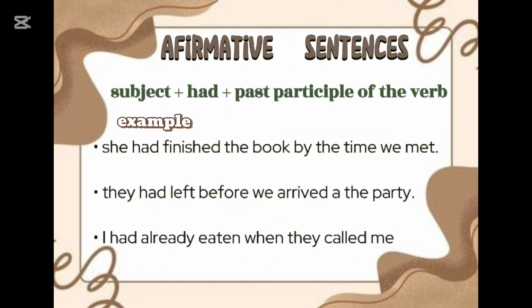Structure of the positive sentences. Subject plus had plus the past participle of the verb. For example, she had finished her work by the time we met. They had left before we arrived at the party. I had already eaten when they called me.